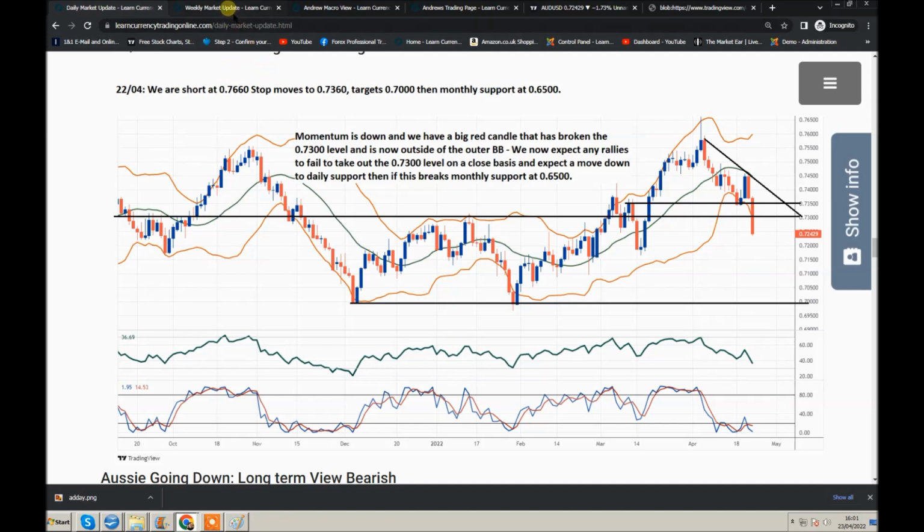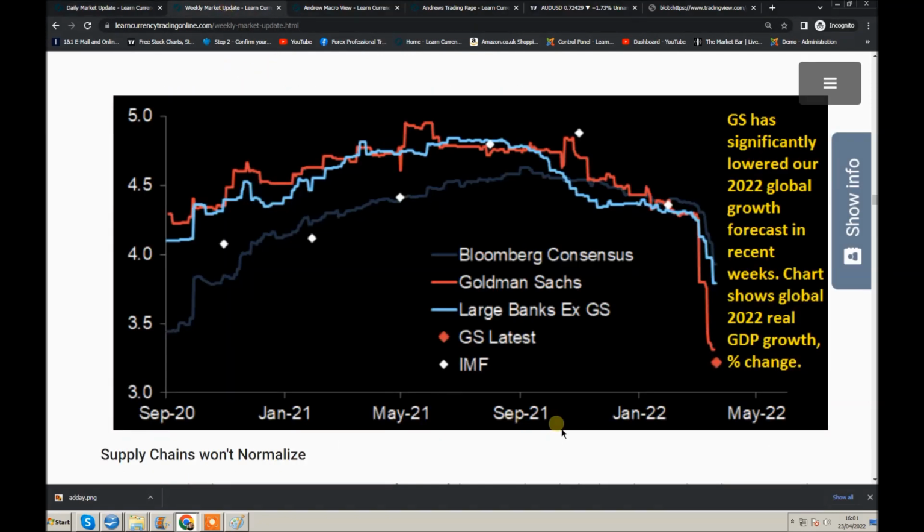Let me just go and find the chart. It's this one. I showed it last week. Aussie dollar has fallen despite strong commodity prices, but a bigger fundamental to weigh on the Aussie is declining global growth. And this is Goldman Sachs, who've been very accurate in terms of where global growth has gone in the past, and they're extremely bearish.